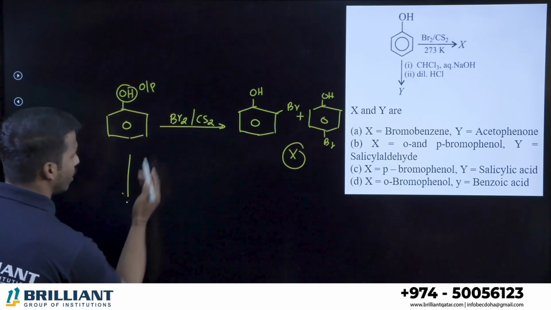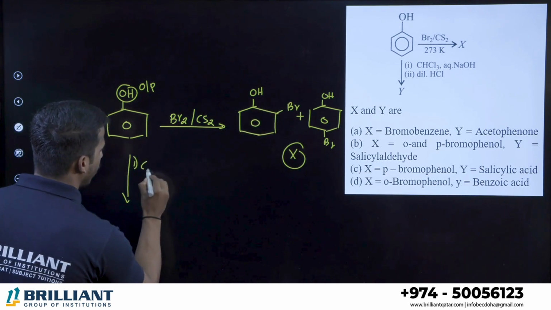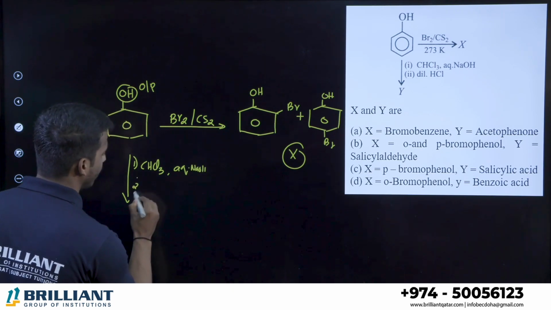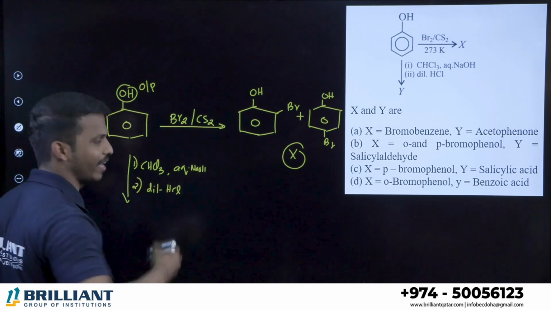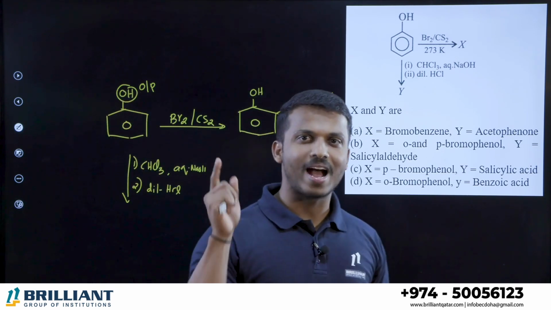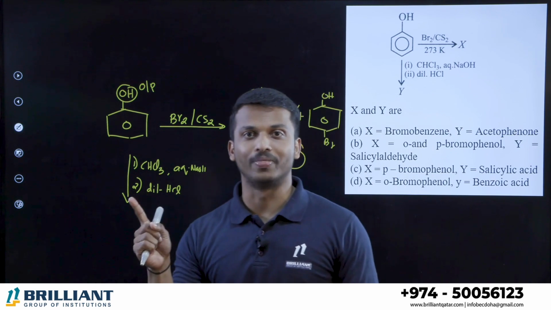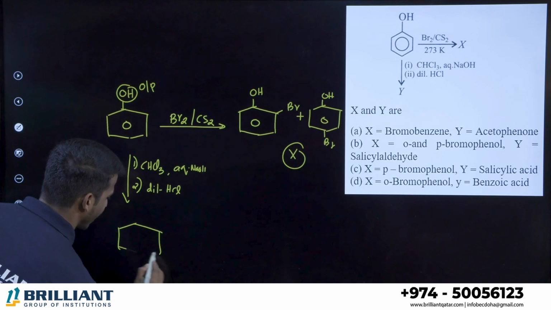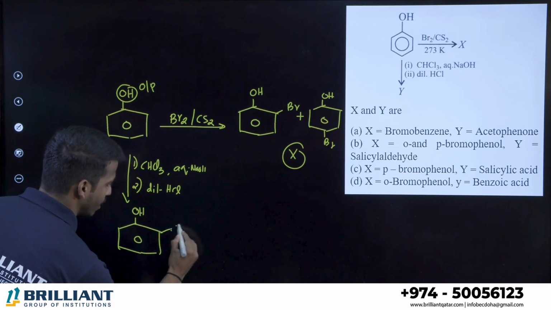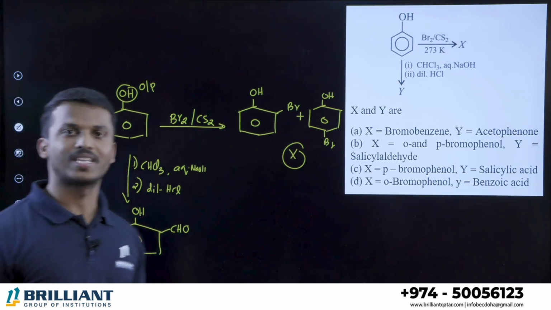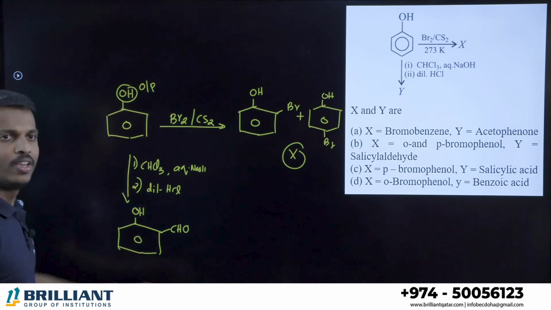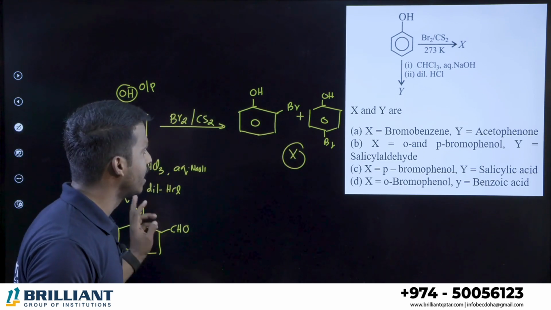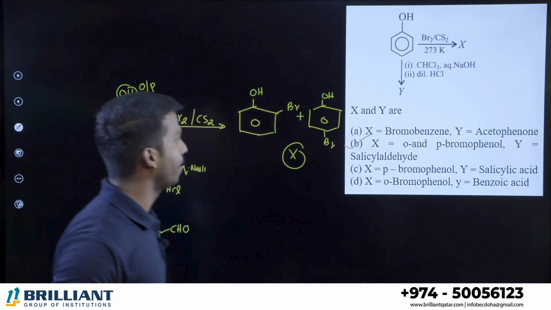What is the second reaction? Down below, first they treated with chloroform and aqueous NaOH. Second, treated with dilute acid. What is this reaction, dear student? Phenol reacting with aqueous NaOH and chloroform is our Reimer-Tiemann reaction. So what is your product during the Reimer-Tiemann reaction? Salicylaldehyde. Here instead of acid, this is aldehyde. So what are the products? Here compound X is ortho and para bromophenol. Compound Y is salicylaldehyde. Option B is the correct one.